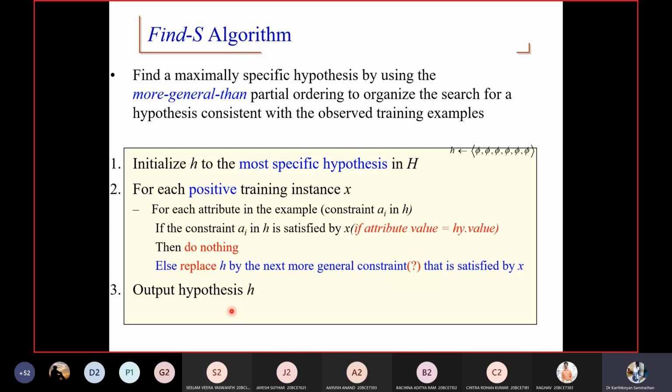This is what the FIND-S algorithm says. I repeat, initialize H to the most specific hypothesis, because this is the FIND-S algorithm. FIND-S means you are identifying the most specific. S stands for specific. We need to talk about the specific hypothesis, meaning phi. Then whenever the case is not satisfied, you replace that most specific hypothesis with a more general one. That is what we specify with a question mark. That is the logic behind this.